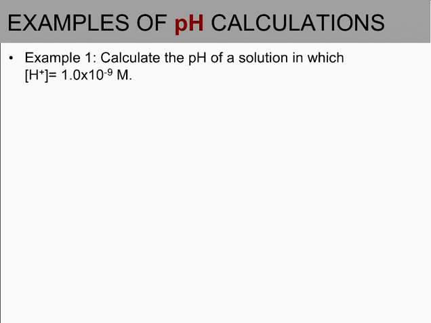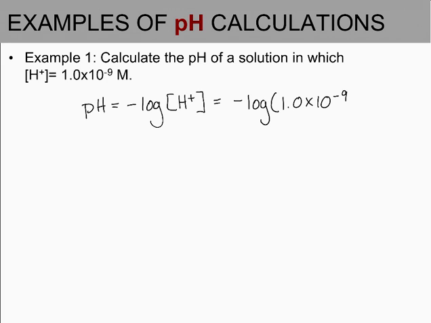So let's calculate the pH of a solution in which the concentration of hydrogen ions, remember that's equal to hydronium ions, is equal to 1 times 10 to the negative 9th moles per liter. Okay, so we're going to use that equation we just saw. So we're just going to plug in the concentration 1 times 10 to the negative 9th.